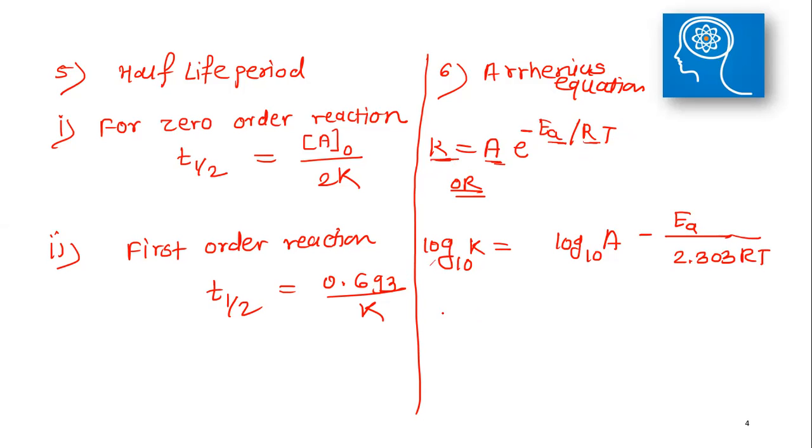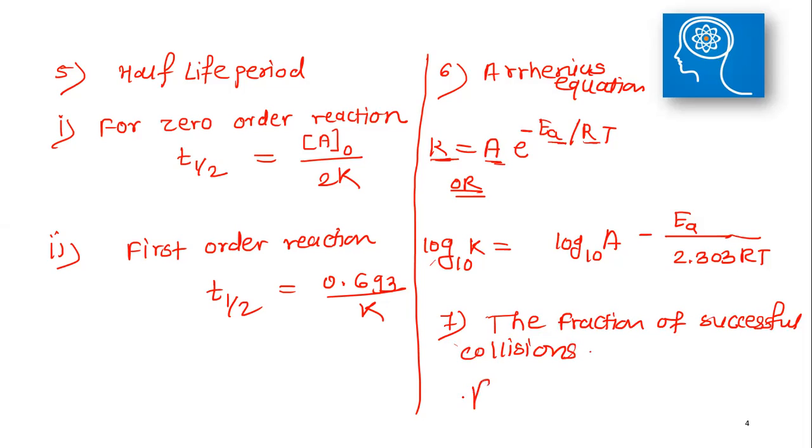Now, the seventh formula is the fraction of successful collisions. f is equal to e to the power minus Ea upon RT, where f is the fraction of successful collisions. Now, the next formula, that is the last one, is formula number 8, temperature dependence of reaction rates.